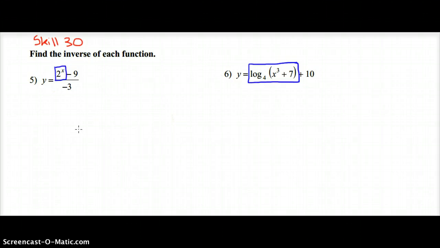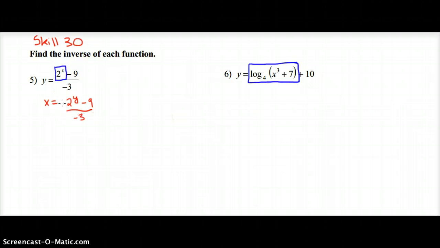Now, in both of these examples, I'm going to start off in a very similar way, by switching x and y. So for example 5, I'm going to have x equals 2 to the y power minus 9 all over negative 3. Notice that I was careful to keep y as an exponent. One thing I've seen is students being a little sloppy and bringing this y down so that it looks like 2 times y, which is going to give them a very different answer than 2 to the y power.